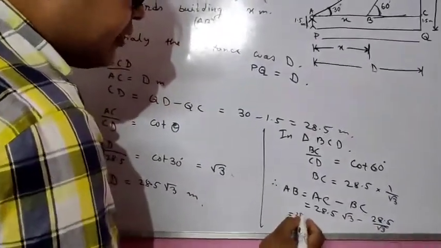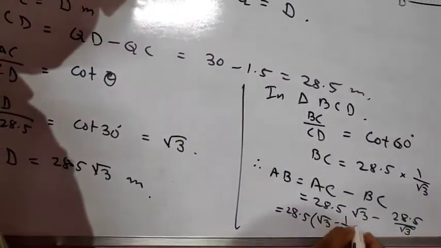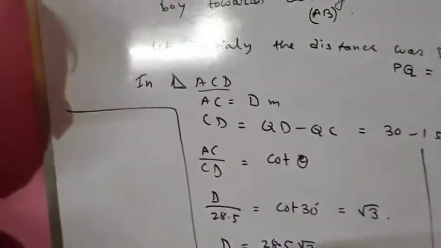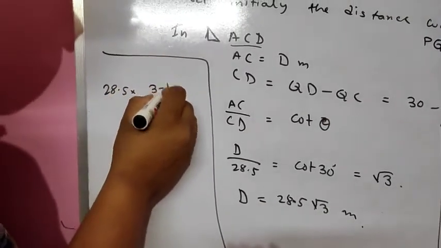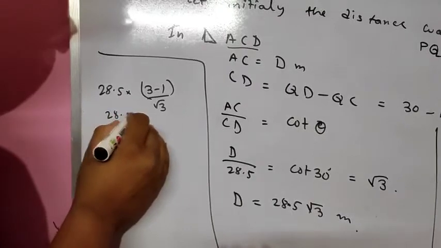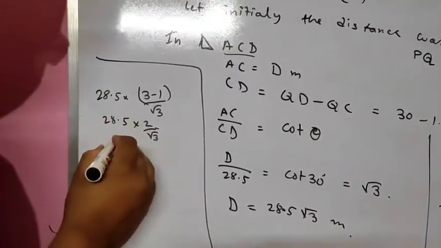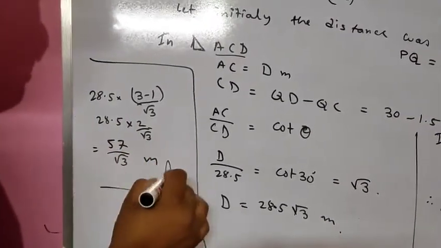Okay, so if we take 28.5 common, we will get root 3 minus 1 by root 3. If we calculate it here, we will get 28.5 into (3 minus 1) by root 3, which is 28.5 into 2 by root 3, and it's nothing but 57 by root 3 meter. So this is the answer.